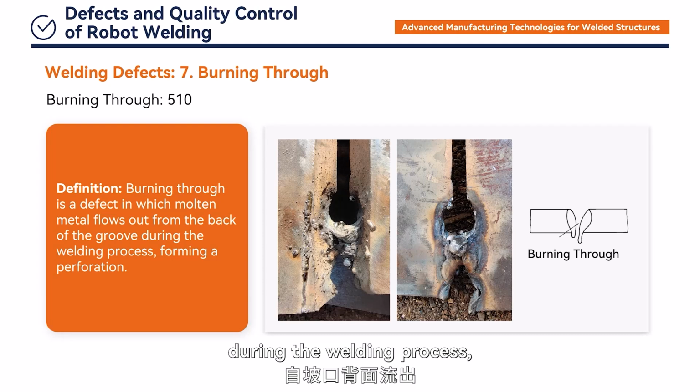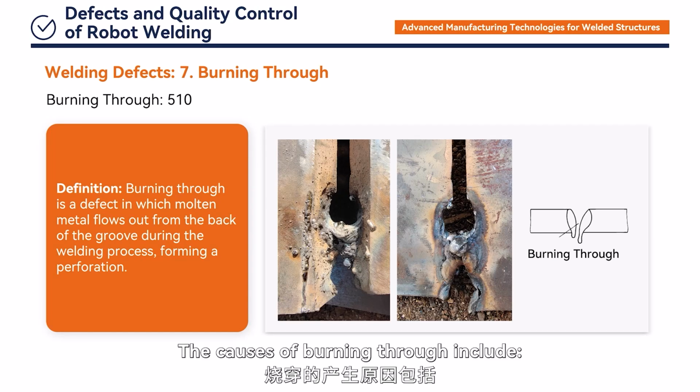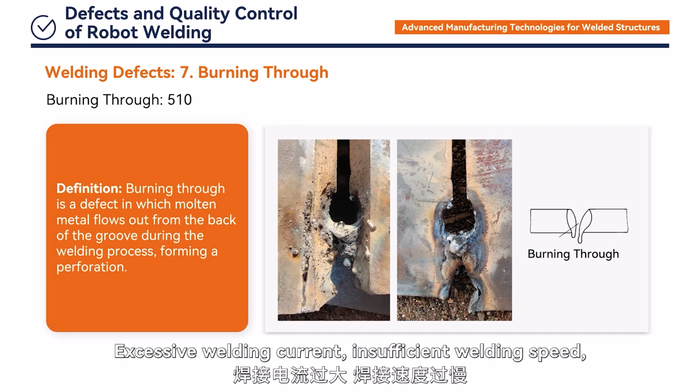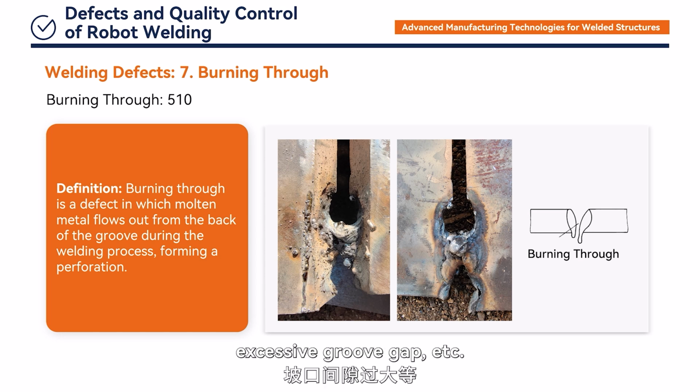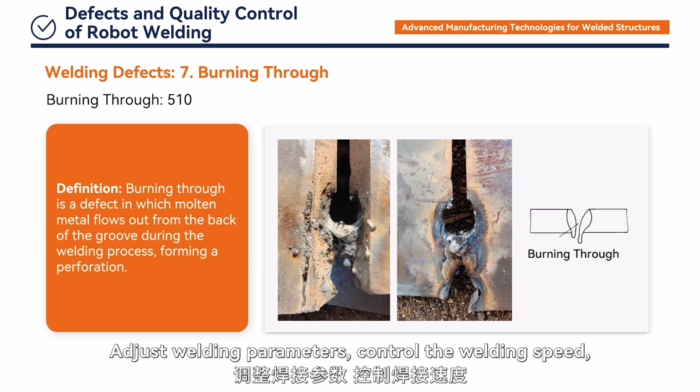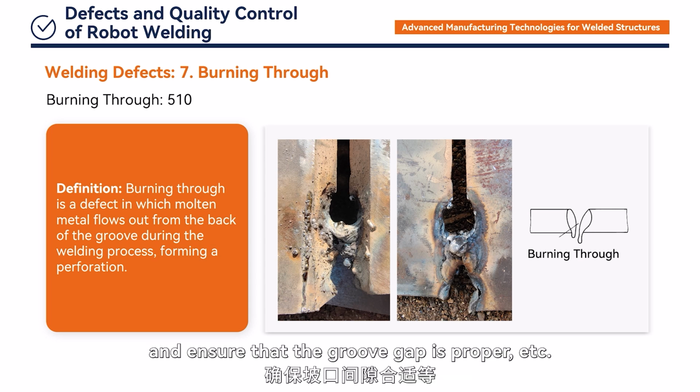Burning through is a defect in which molten metal flows out from the back of the groove during the welding process, forming a perforation. The causes of burning through include excessive welding current, insufficient welding speed, excessive groove gap, etc. Solutions include adjust welding parameters, control the welding speed, and ensure that the groove gap is proper, etc.